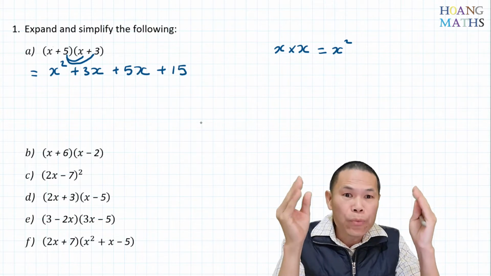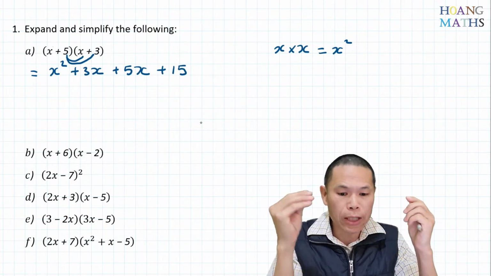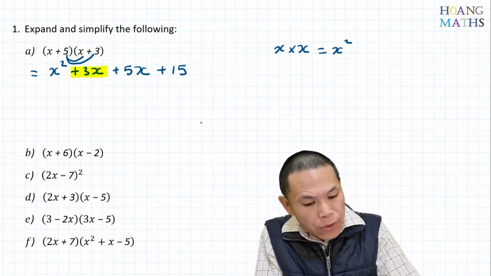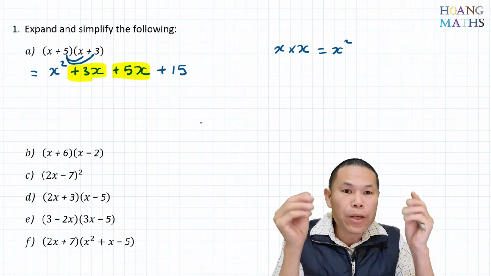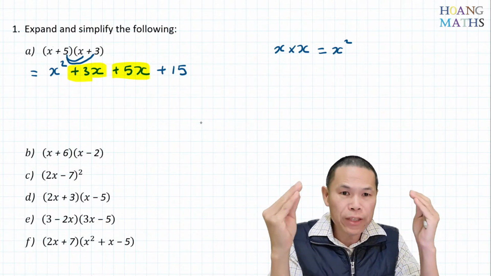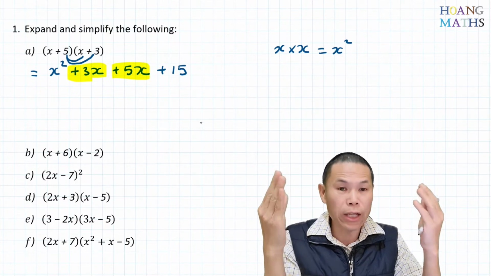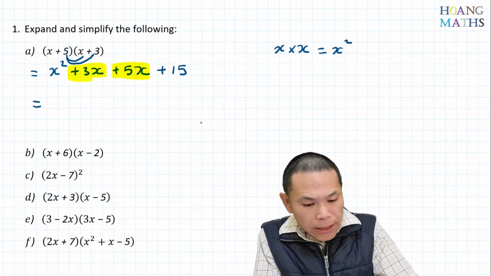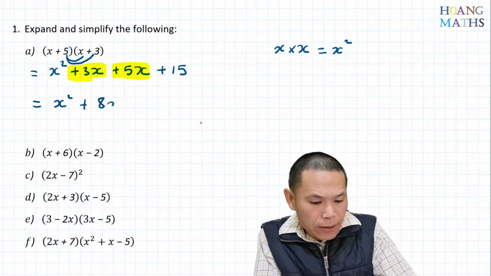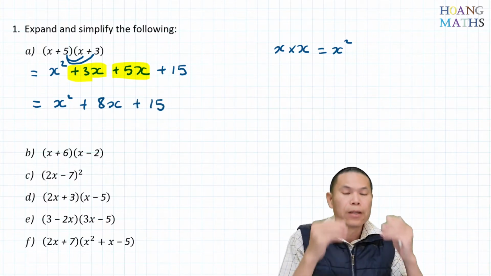What we do now is we just collect the like terms. The like terms are 3x and 5x. So we just collect them. 3 plus 5 is 8, so that is 8x. And the rest, I just write down. So I have x squared plus 8x plus 15. There you go.